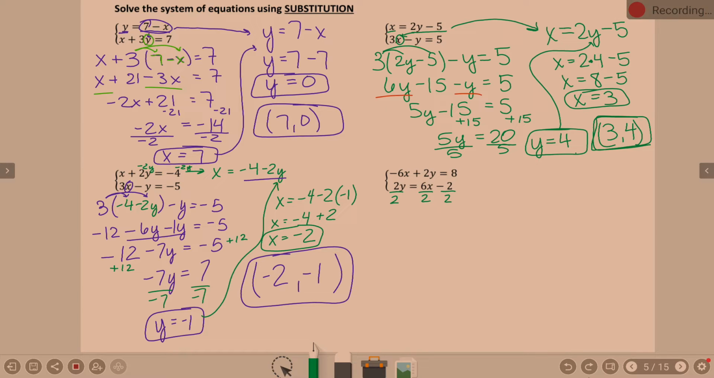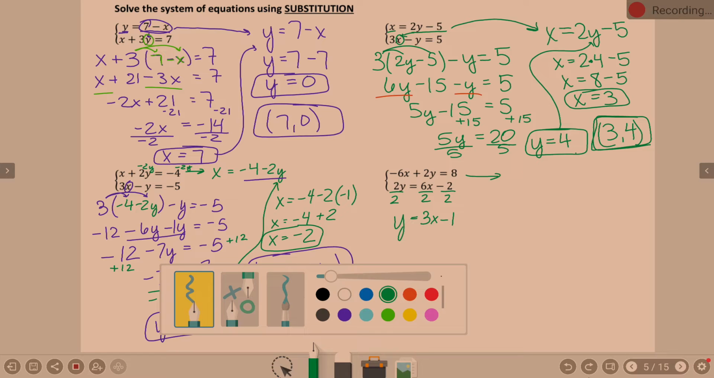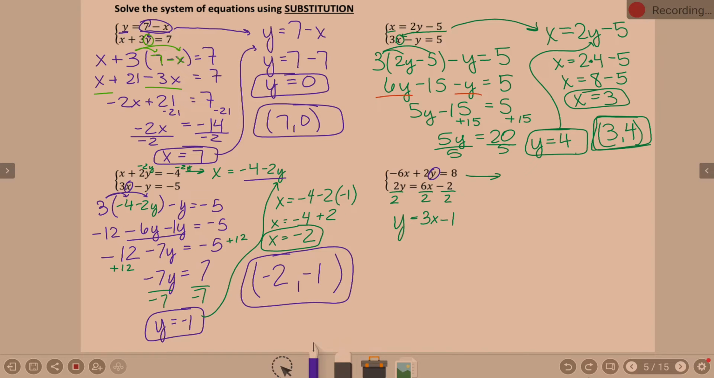we end up with the equation y equals what? 3x minus 1. 6x divided by 2 is 3x, minus 2 divided by 2 is minus 1. Once you have an x equals or y equals equation, what do we do? We've got to substitute into the other equation, right? So here, every place I see a y, we're going to replace it with that 3x minus 1.